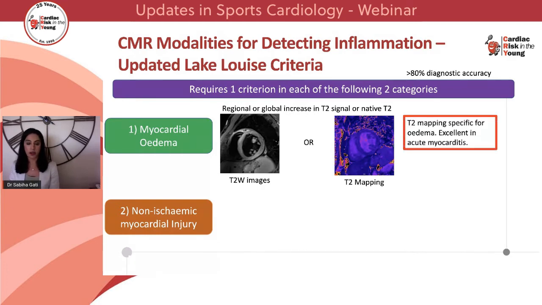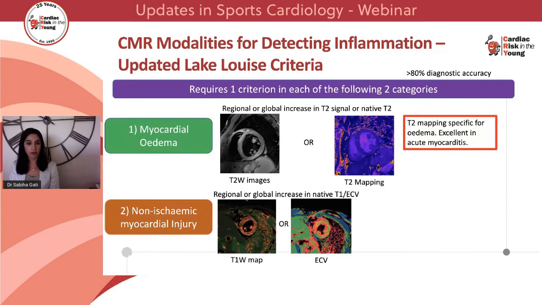For your non-ischemic myocardial injury, we tend to use T1-weighted imaging, and we are looking for prolonged native T1 relaxation times or expansion of the extracellular volume compartment. These are affected by both intracellular edema, extracellular edema, capillary leakage, and myocyte necrosis. And although these techniques are good for diagnosing myocarditis at different stages, they're less specific for the acute inflammatory process.